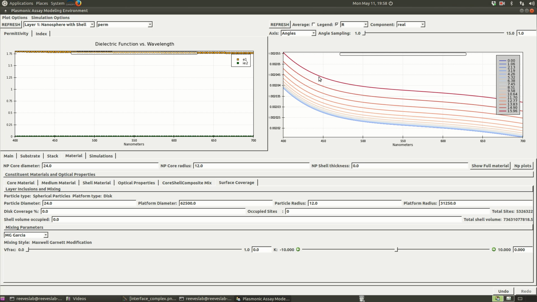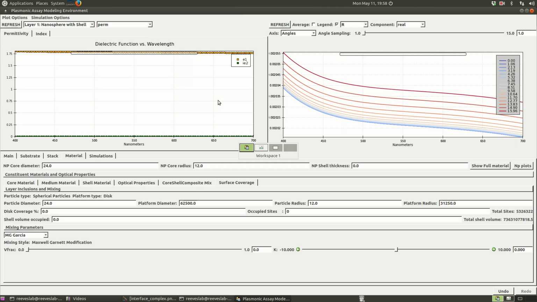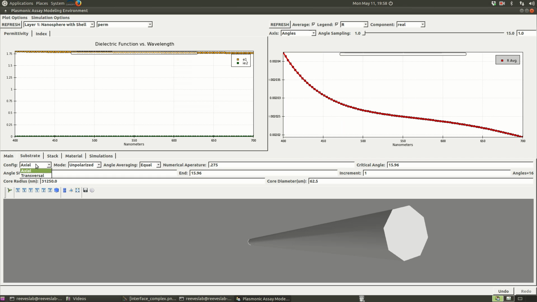Now I want to average these. For a reflectance fiber, every single mode in the fiber eventually terminates on the interface. That's not true for the transversal configuration because an oblique angle is more likely to bounce several times, whereas a sharp angle will just propagate right through. And so the averaging changes pretty drastically between the axial and the transversal configuration, and that's what these different angle averaging parameters correspond to.